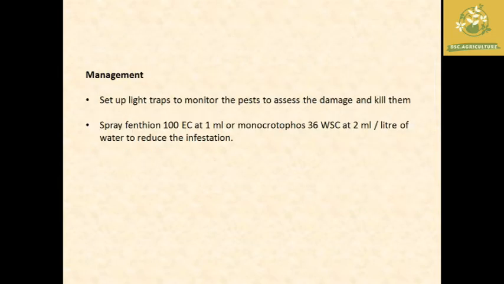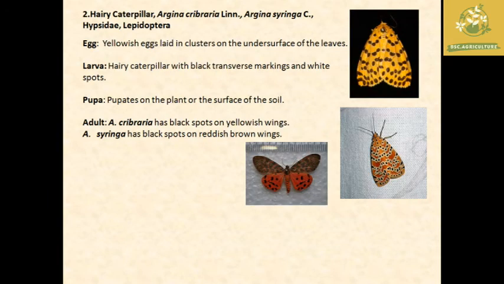For management, set up light traps to monitor the pest, assess the damage and kill them, and spraying Phenthoate 100 EC at 1 ml or Monocrotophos 36 WSC at 2 ml per liter of water to reduce the infestation is effective. And the next one is the hairy caterpillar type, where the scientific name is Argina cribraria Linn., where Linn. means Linnaeus, and Argina syringa, and the family is Hispidae, and the order is Lepidoptera.